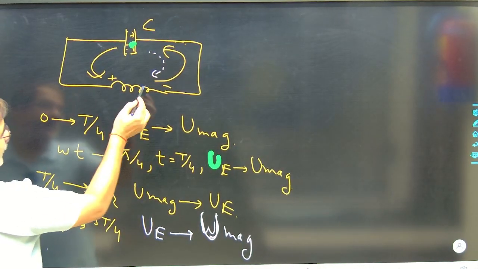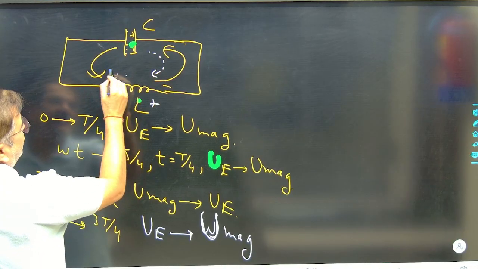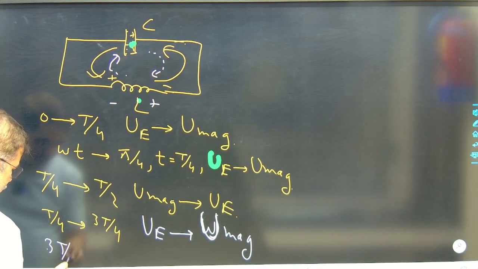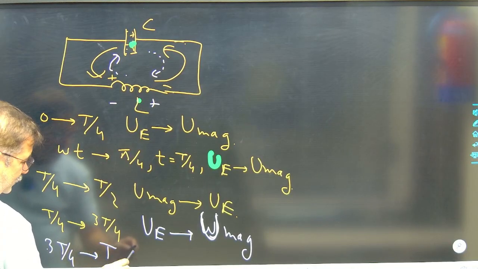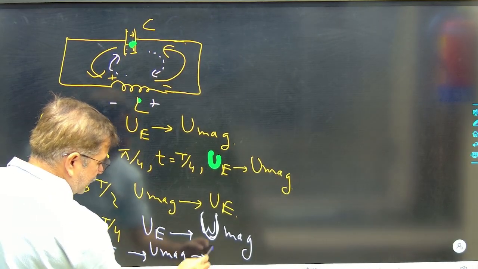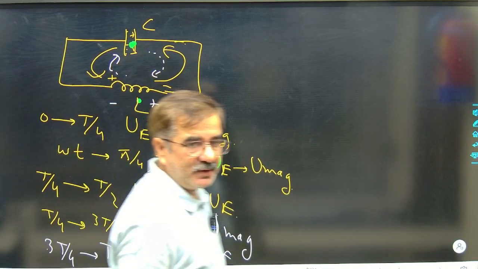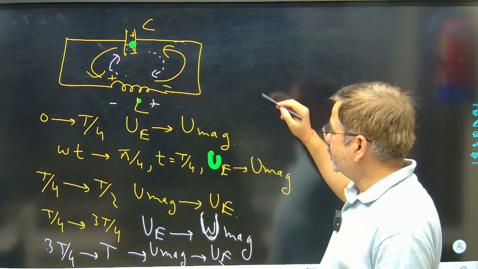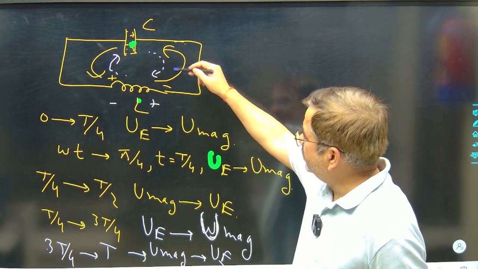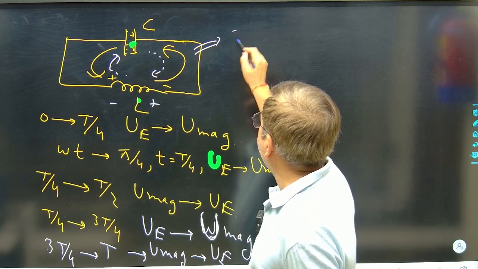Again, once it is coming here, the polarity will get reversed and it will reach here. So I will say that from 3T by 4 to T, U magnetic will convert into U electrostatic and finally the capacitor will come to its initial position. So in one complete oscillation, the energy is going from capacitor to inductor, and this is quite similar to the spring block arrangement.